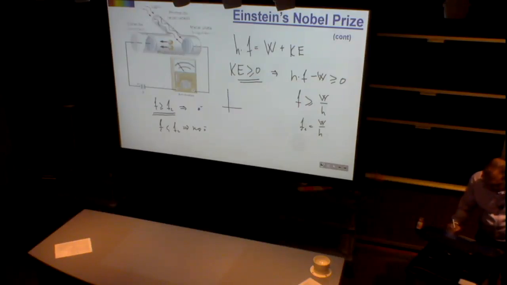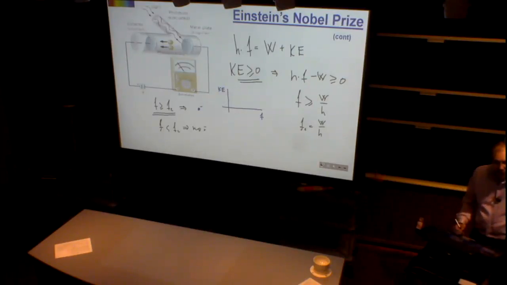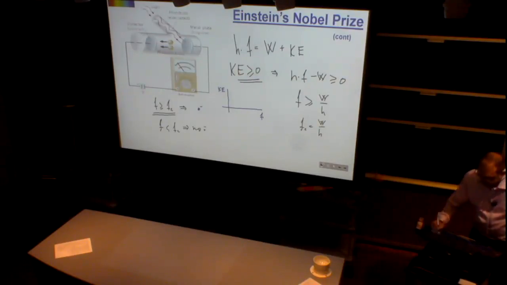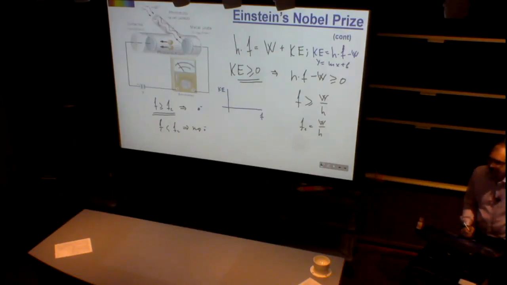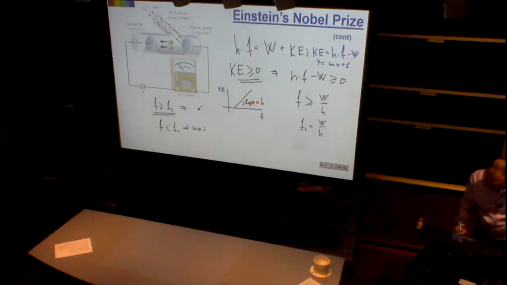Now, of course, we can try different frequencies, measure the kinetic energy of those electrons. It should be equal to this. In mathematics, this is a linear function. M represents the slope, B represents the y-intercept. So the graph should look like this, a straight line. The slope tells us how to calculate Planck's constant. That's why this was so exciting at the time. But if we continue this line to look at the y-intercept, that gives us the work function, the binding energy of that material which is used in this experiment.